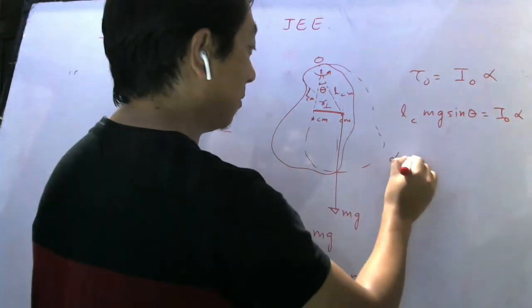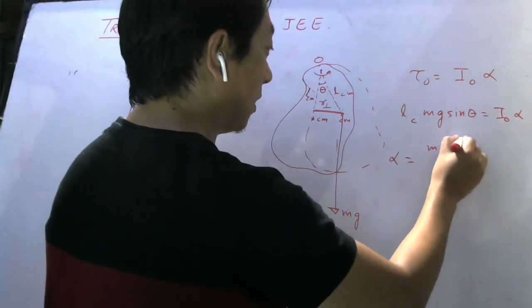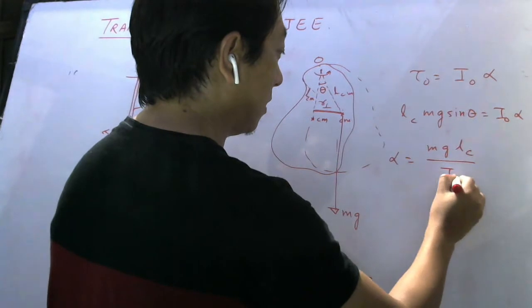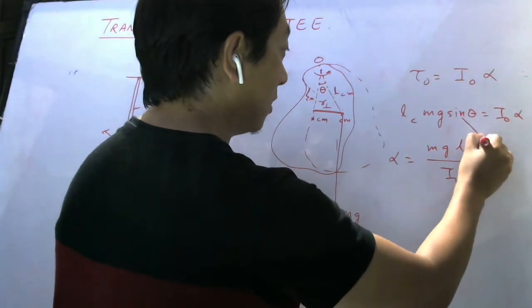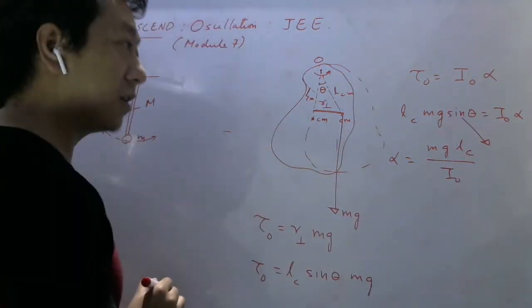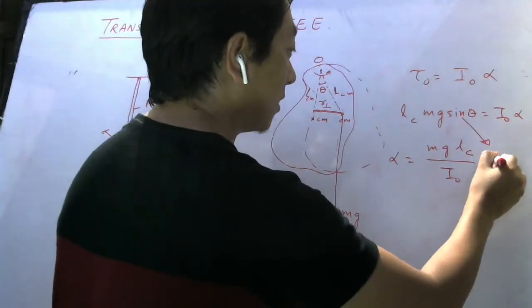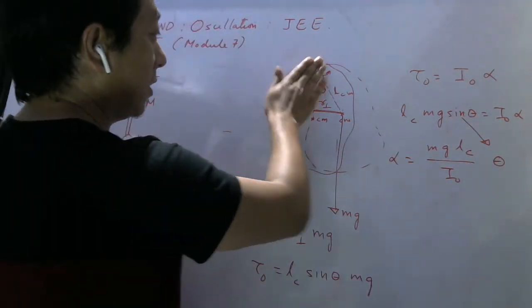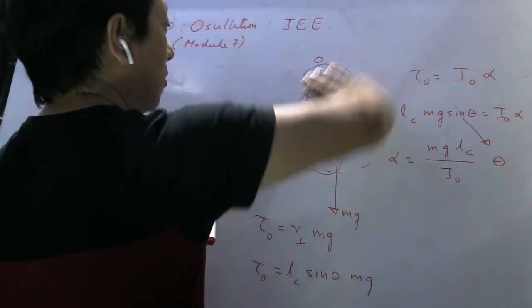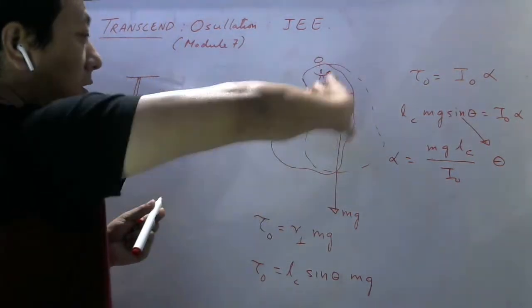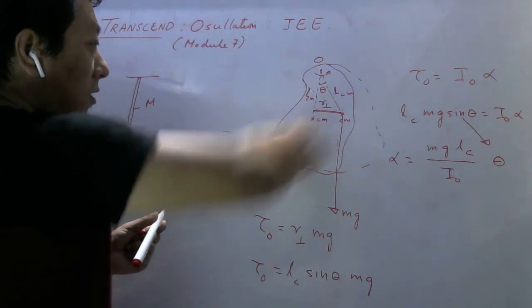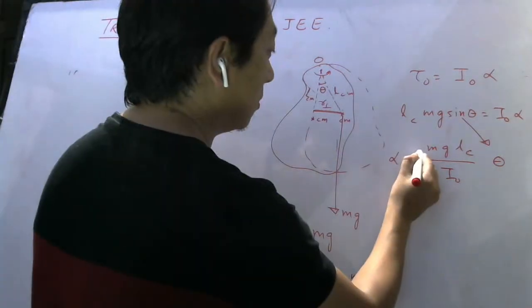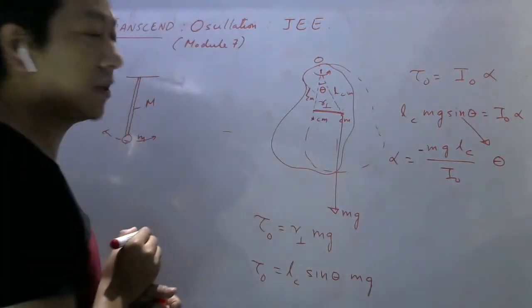So alpha will be what? Mg LC divided by I naught. Now for small oscillations, theta is very small, right? So sine theta can be replaced by theta. And if the angular displacement is anti-clockwise, the torque will be clockwise, right? The force mg will create a torque this way, opposite to the angular displacement. So the minus sign is understood.